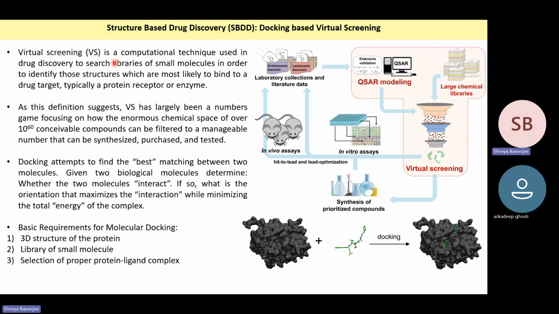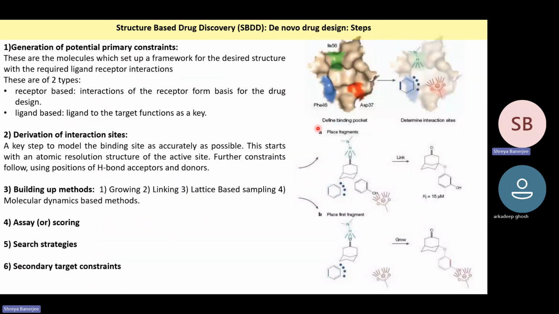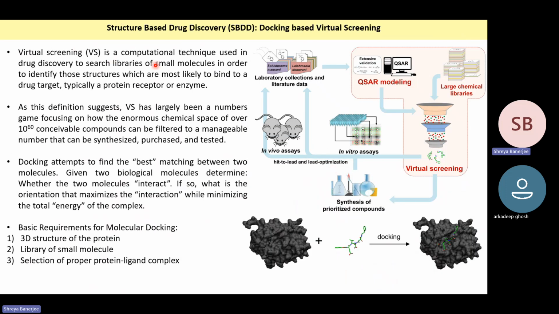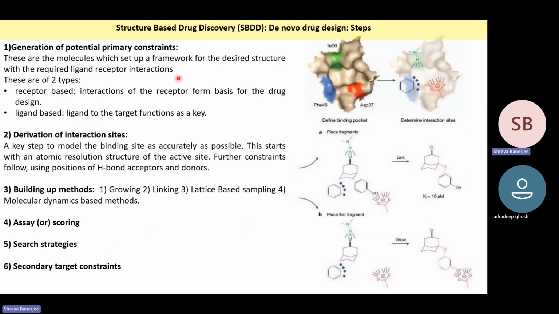Now, virtual screening, or VS, is a computational technique used in drug discovery to search libraries of small molecules in order to identify those structures which are most likely to bind to a drug target, typically a protein receptor or enzyme. If you remember, after the determination of binding sites, we were looking for different fragments that will bind to these regions in the interaction site. In order to search for these fragments, one of the ways of doing it is virtual screening, which will search through huge libraries of small molecules to identify which fragments can bind to different interaction sites.